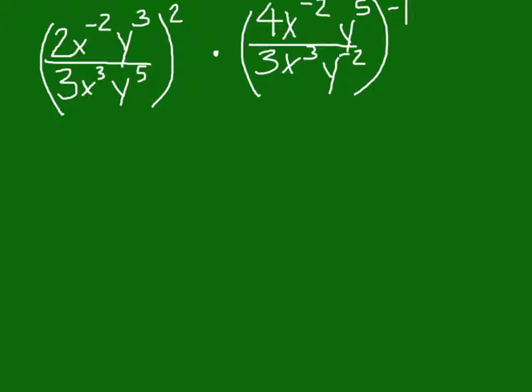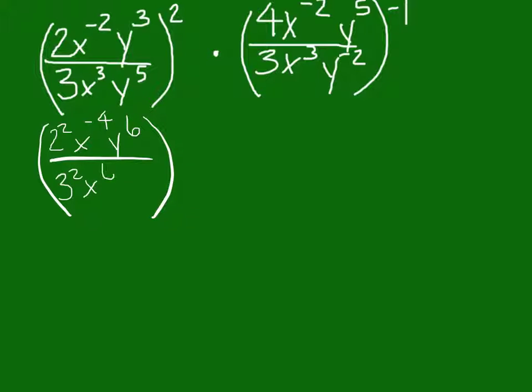So we have (2x^-2 y^3 over 3x^3 y^5) all squared, times (4x^-2 y^5 over 3x^3 y^-2) all to the negative first. So we start by putting everything in the first one to the second power. It becomes 2 squared x to the negative 4, y to the 6th, over 3 squared x to the 6th, y to the 10th.